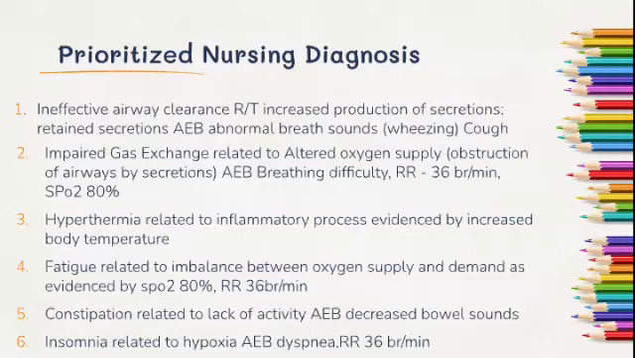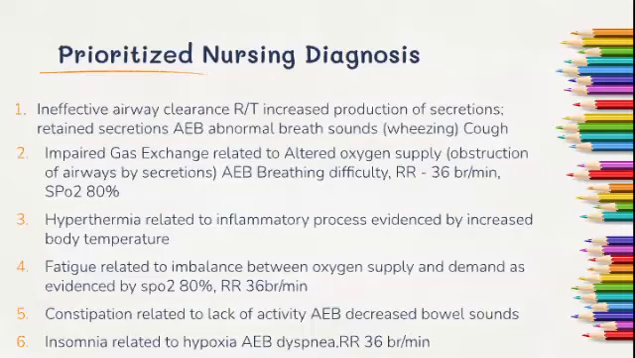The next is impaired gas exchange, because SpO2 is low, related to altered oxygen supply and obstruction of airways by secretions, as evidenced by breathing difficulty, respiratory rate of 36 breaths per minute and SpO2 of 80%. These you get from the physical examination findings. And the next is hyperthermia related to inflammatory process as evidenced by increased body temperature of 99.6 degrees Fahrenheit or increased WBC counts. You can write all these things.